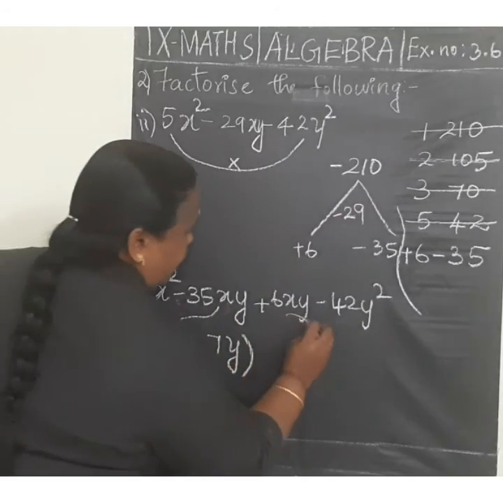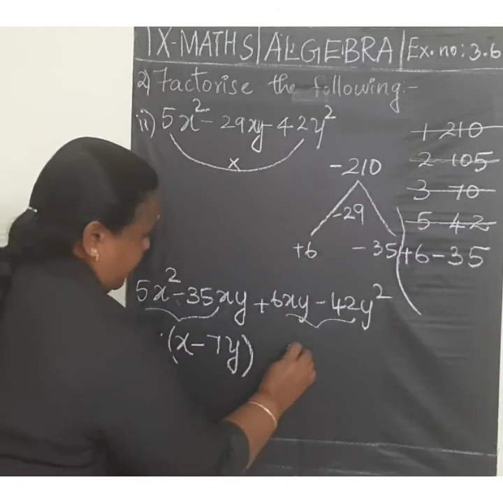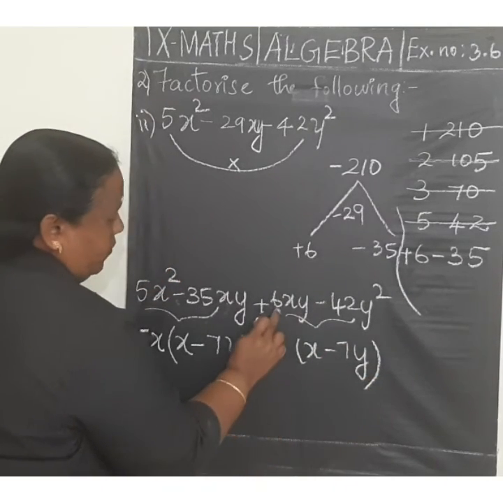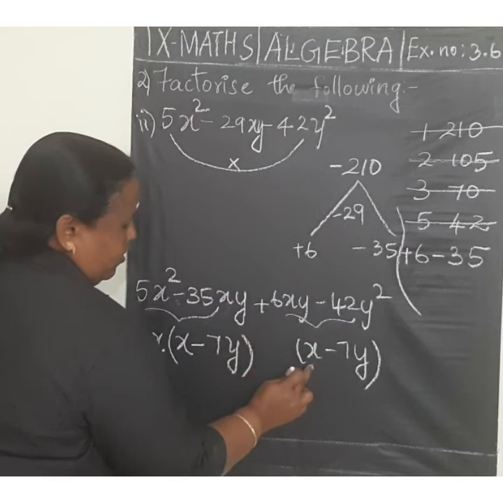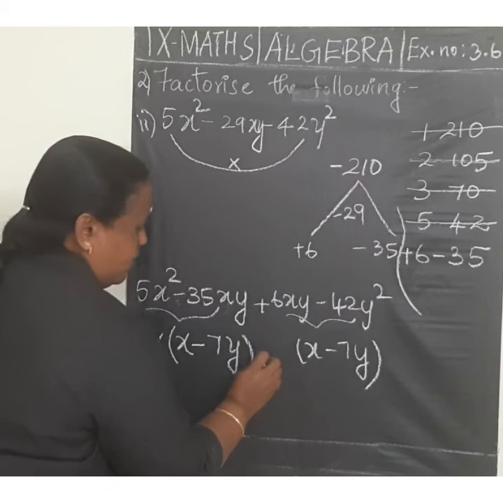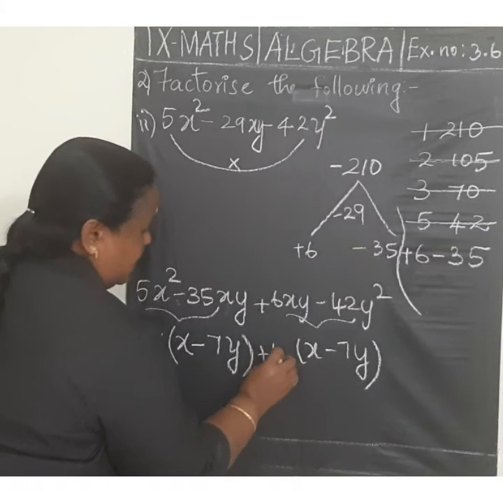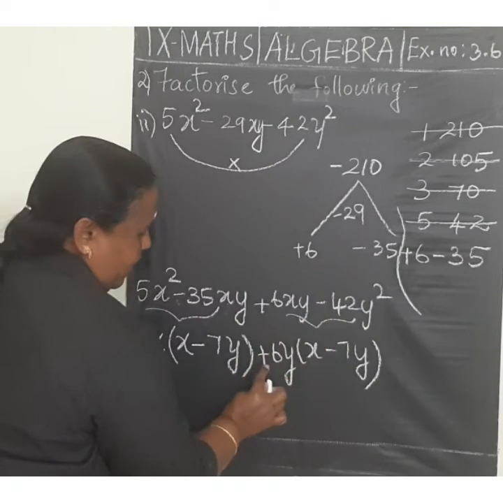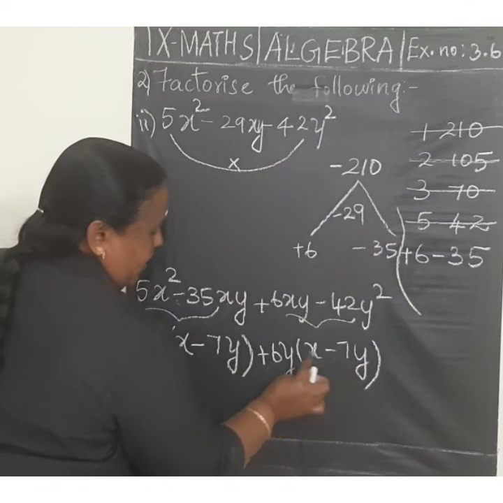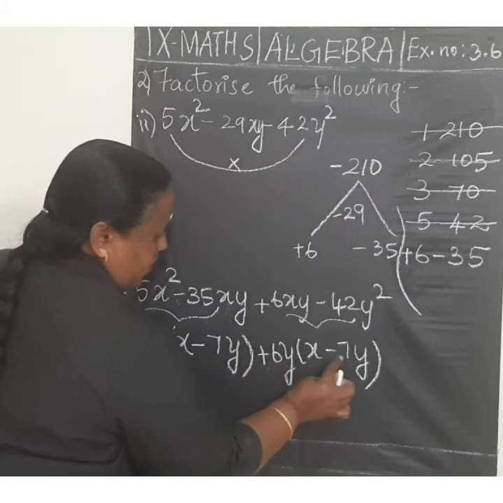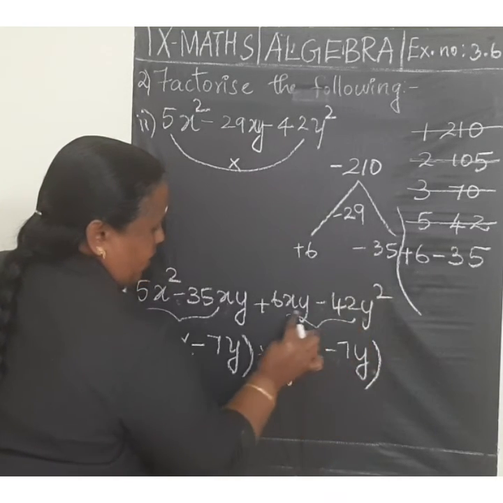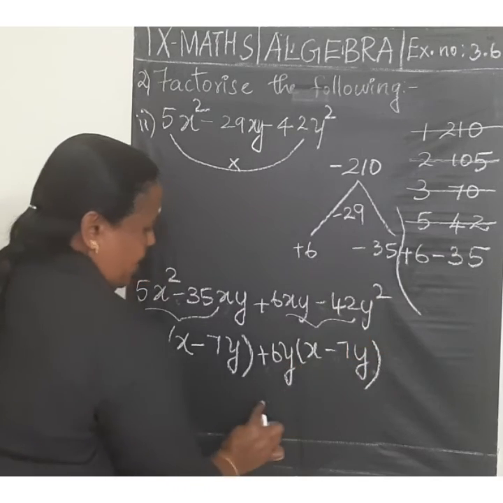Now we will come to the next term. Now write this x minus 7y. First we need the 6xy, so here x is already there. So we have to put here plus 6y. 6y into x is 6xy. Here plus 6y into minus 7y, plus 6 into minus 7 is minus 42, and y into y is y squared. We are getting this minus 42y squared.